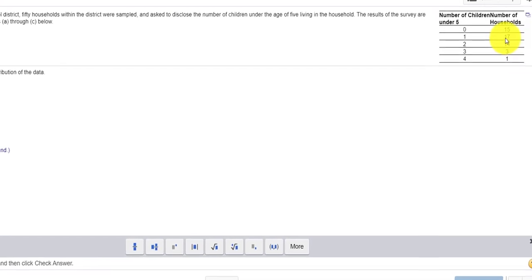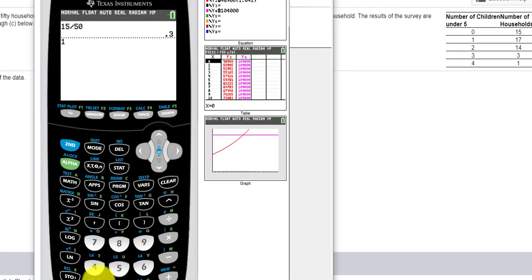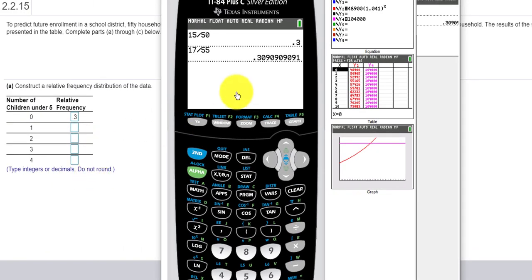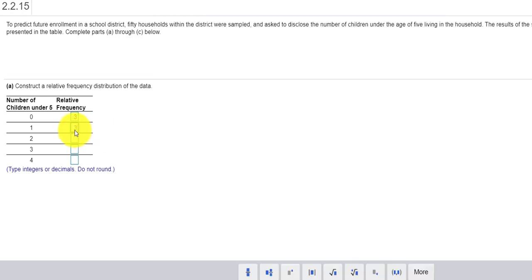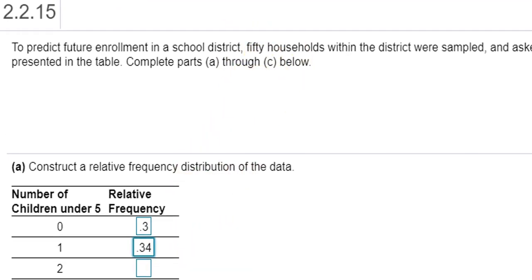100%. Next is 17 out of 55. So I will do 17 divided by 55. And that gives me, we have to round. It says do not round. Oh, I made a mistake. You see how I used 55? It should be 17 out of 50. Sorry about that. So now I get a nice 0.34. I want to point out up here, it says 50 households, not 55.